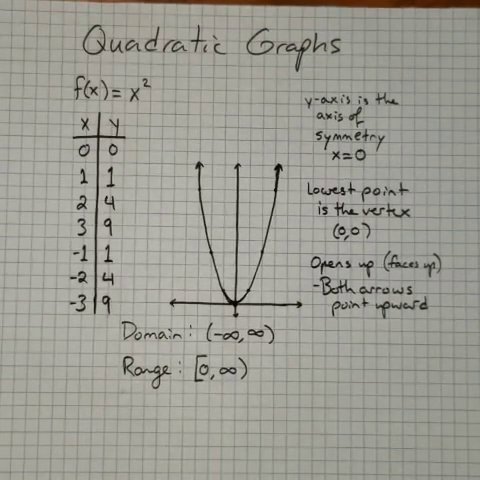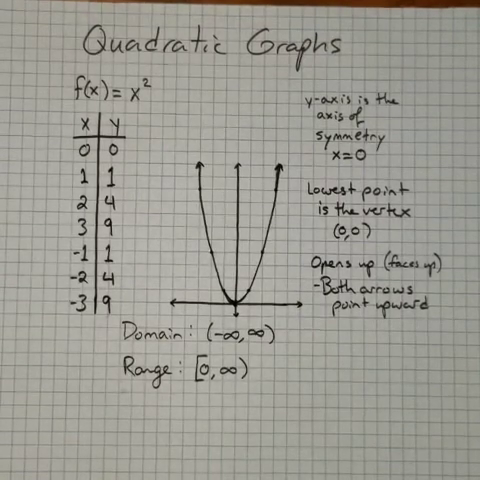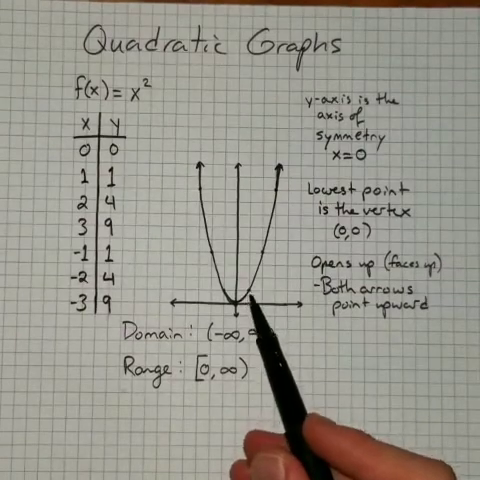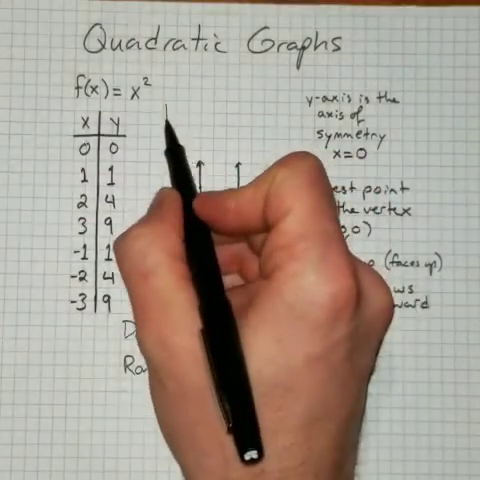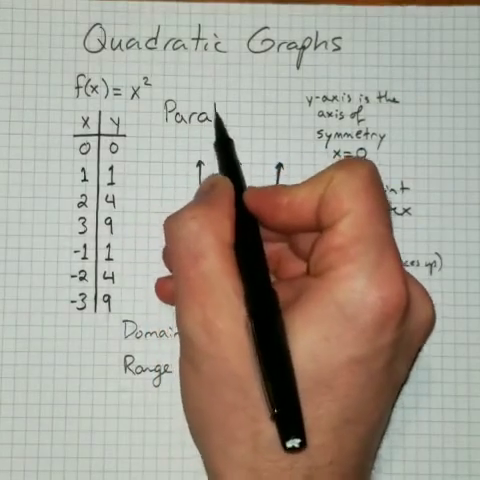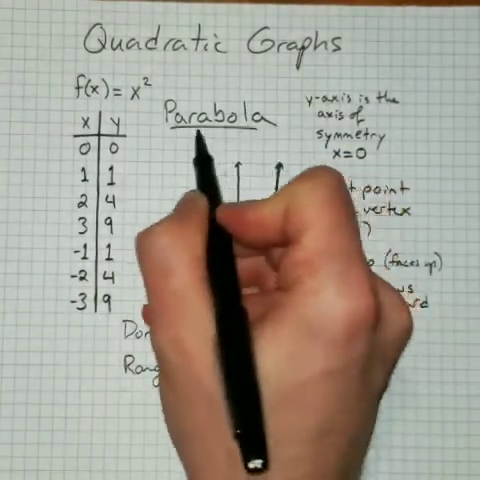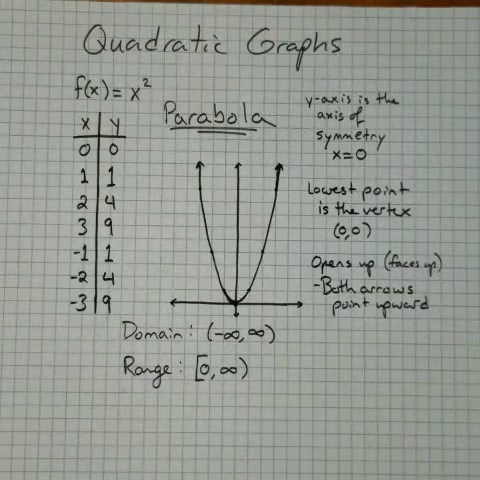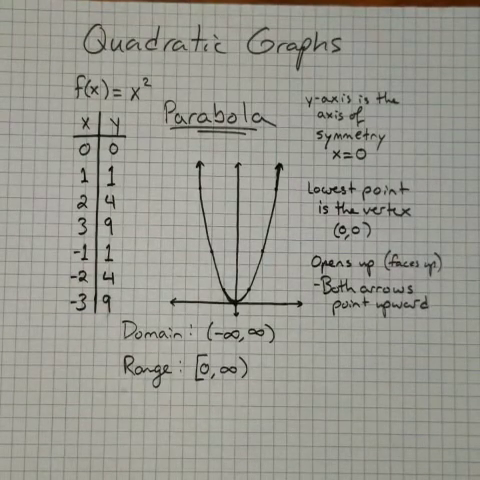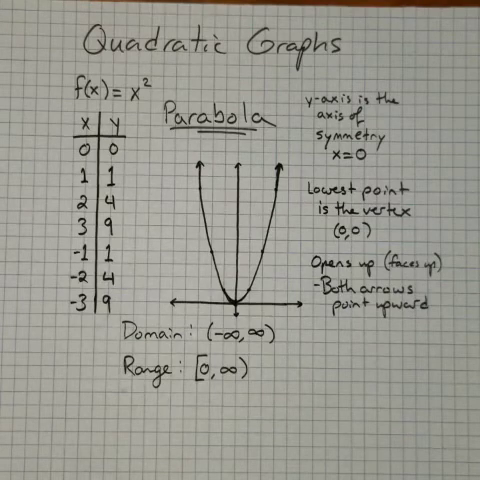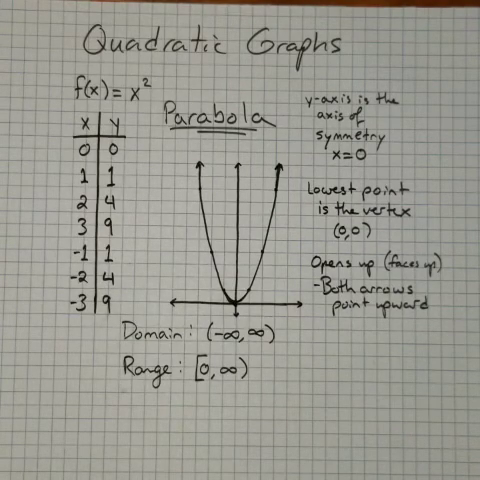One other thing that I want to point out then is that this graph is called a parabola. It has a name, P-A-R-A-B-O-L-A. All right. So the name of a graph of a quadratic function is a parabola. Okay, and it's going to have this smooth U-shaped graph to it.